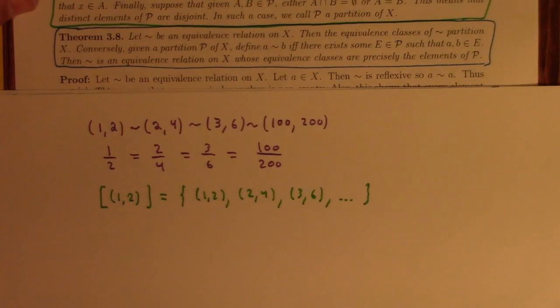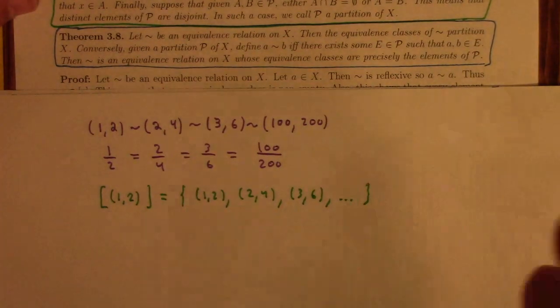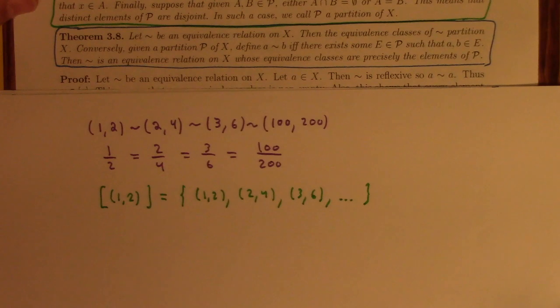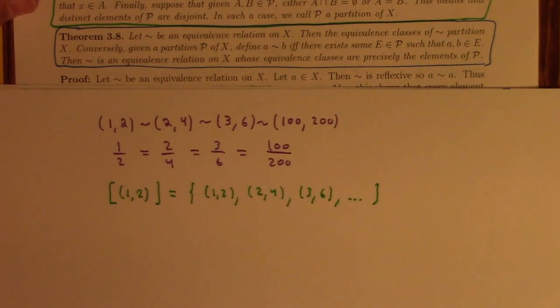So this is a biconditional proof. It's saying you can start with an equivalence relation and construct a partition, or vice versa. You can start with a partition and construct the corresponding equivalence relation.